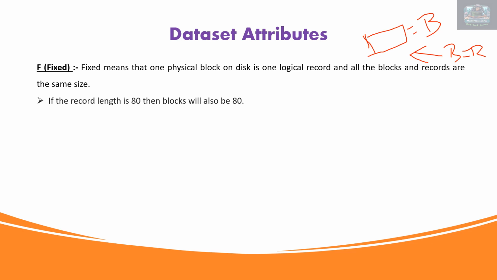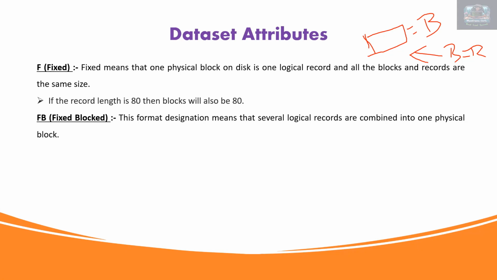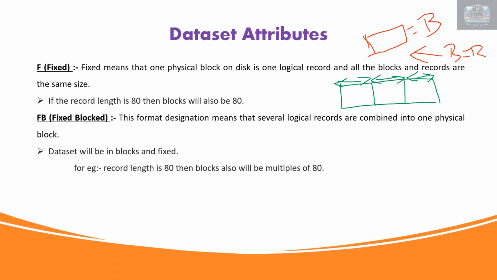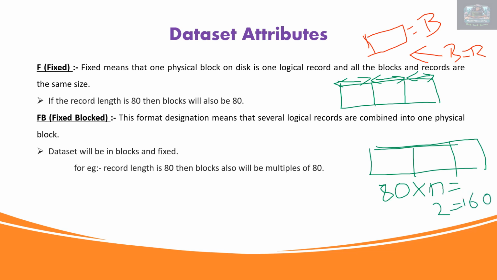Next comes fixed block. Here, as I told you, we are blocking, meaning we are grouping some of the records. This is a block and these are the records, all of the same size. All blocks and all records will be of the same size. Here is how the math works: if the record length is 80, the block size you should specify as multiples of 80. It could be 2, which gives 160, or 3, which gives 240, and so on.